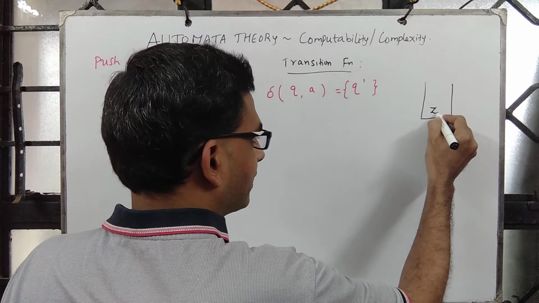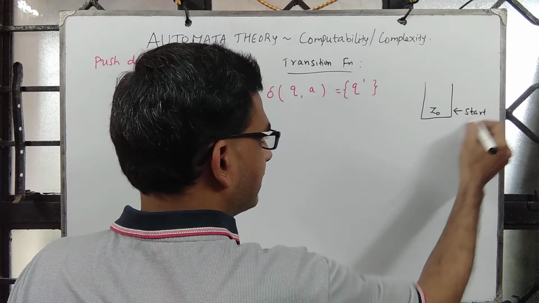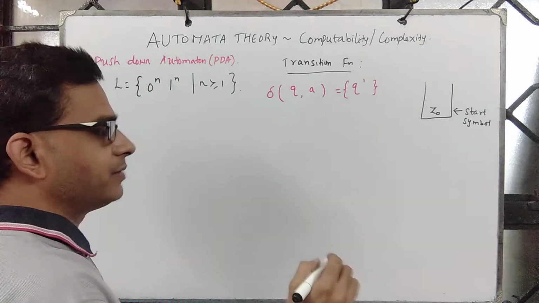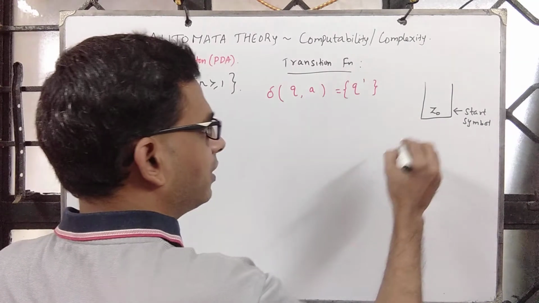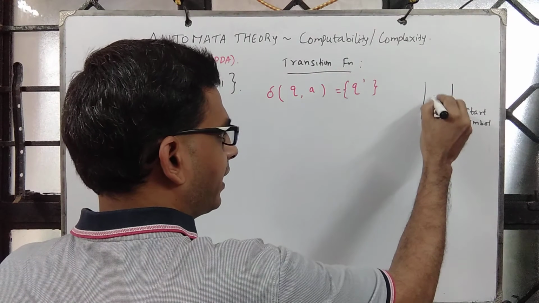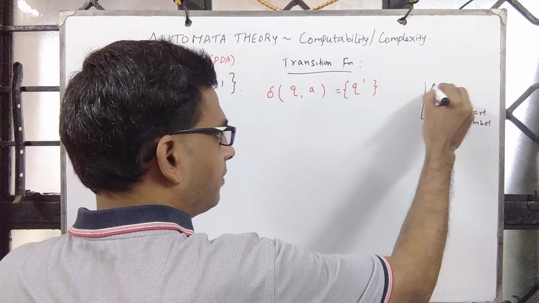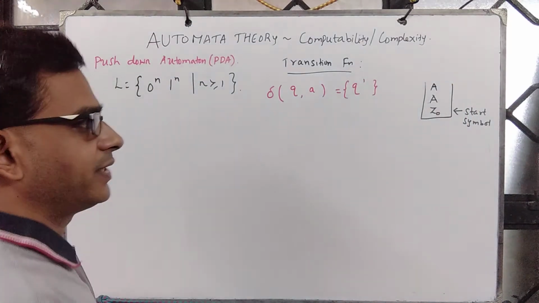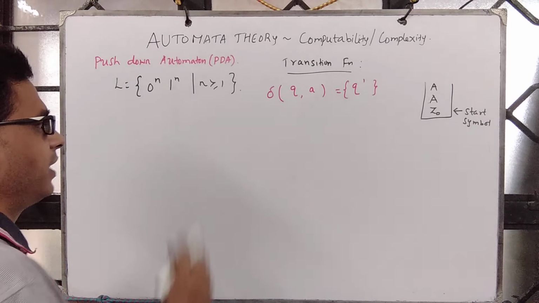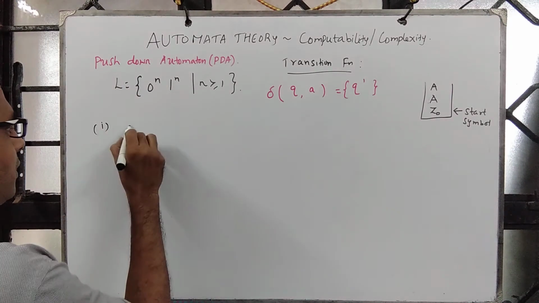So we say the start symbol of the stack is Z0. It could be any symbol, let's say Z0. Whatever we push will be on top of this. When we push A, it will be on top of this, and when we push another A, it will be on top of that. So it goes like that. Given this framework, let's describe the transition function.